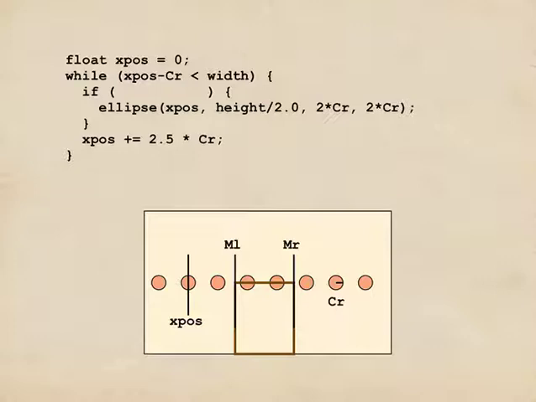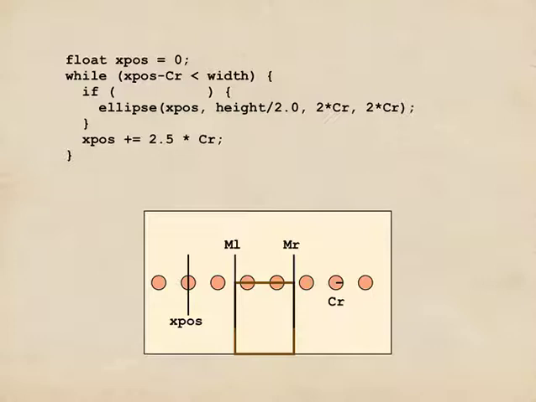So what we want to know is, are we inside the box or not? If we can somehow devise a test that gives us true or false to tell us if xpos is within the box or not, then we can use that true or false as our test. So let's leave this code aside just for a moment and see if we can come up with that test.